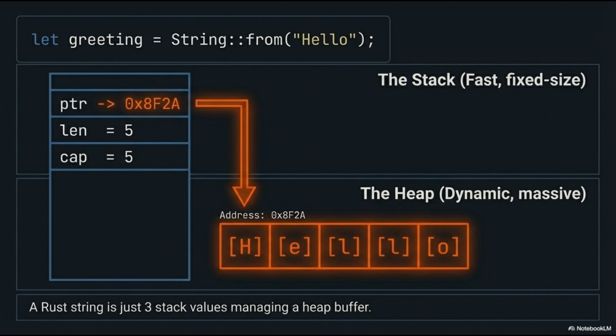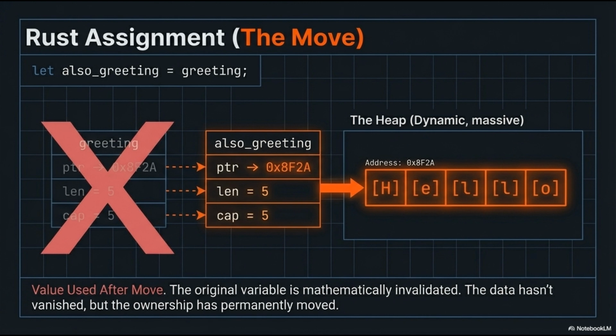Completely dead. And to understand why the compiler is yelling at you, we really have to look at the actual memory layout. Right, because a Rust string isn't just a magical object. No, not at all. It's composed of 3 specific pieces of data sitting on the stack. You have a pointer to the memory address on the heap, a capacity, and a length. And the actual text, the word hello, is sitting out on the heap.